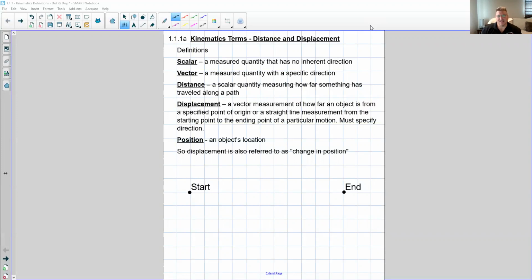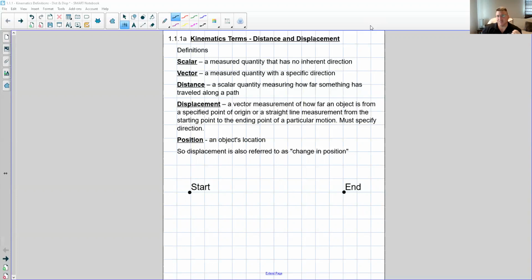So distance is a scalar quantity measuring how far something has traveled along a path. And displacement is a vector measurement, and it shows us how far an object is from a specified point of origin to its ending point, and it must include direction. Okay, now displacement is a straight line measurement, therefore it will always have a specific direction. We'll show this through example.